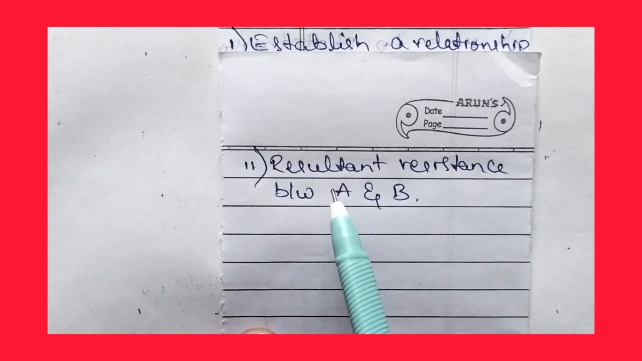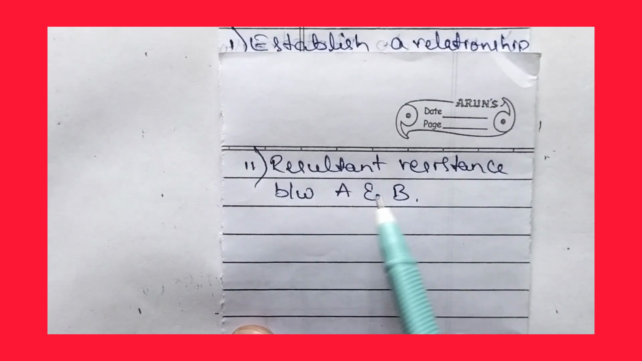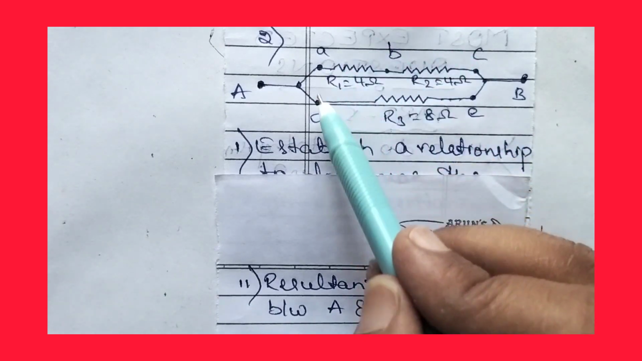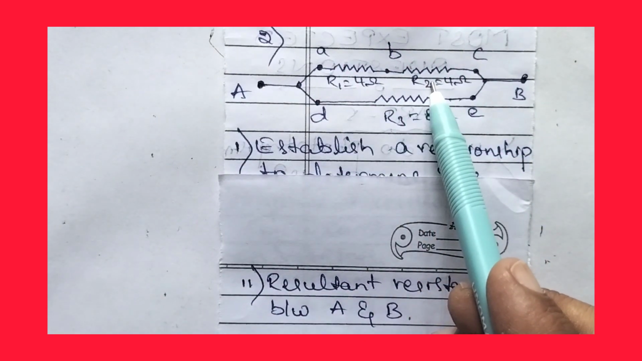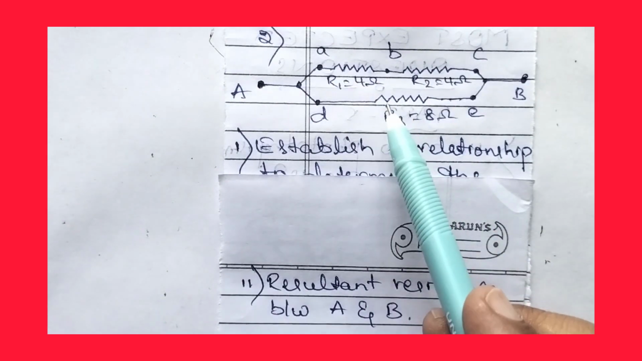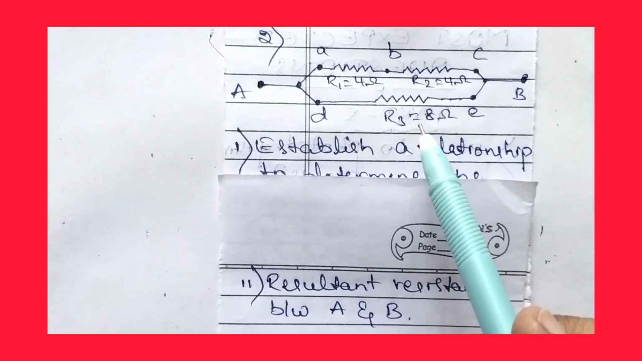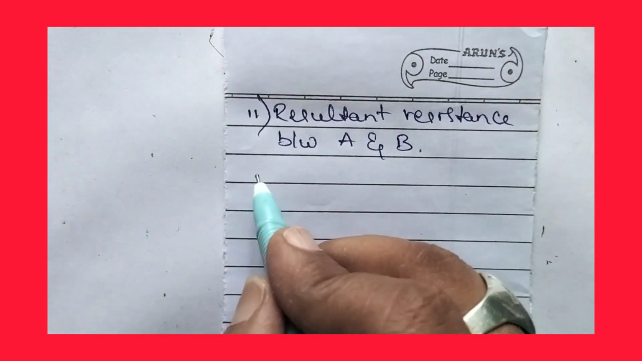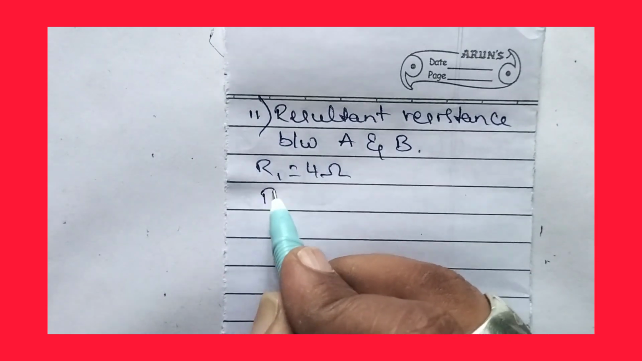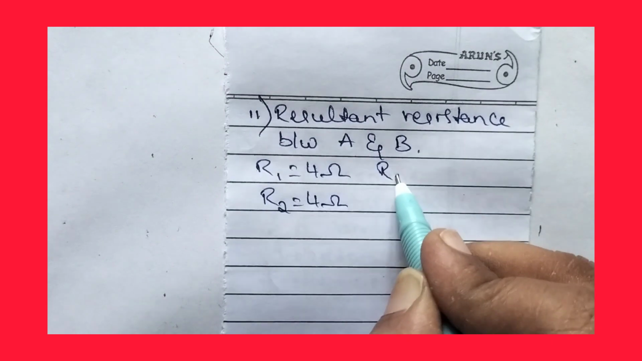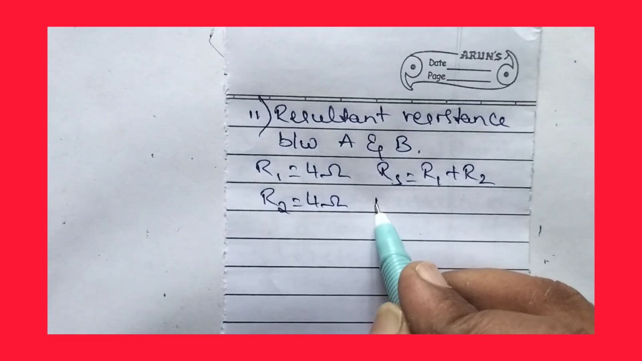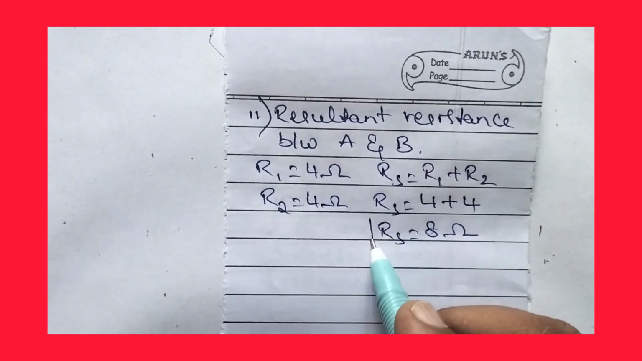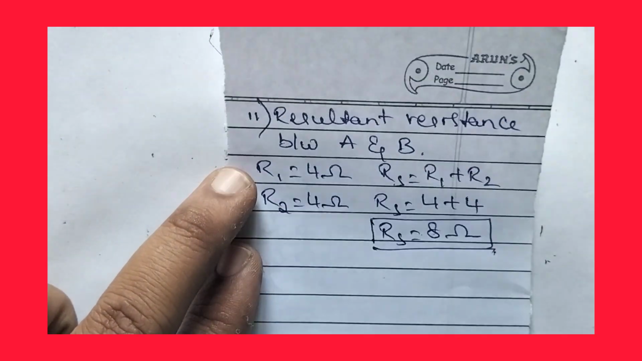The second question asks for the resultant resistance between A and B. Observe that R1 and R2 are connected in series and R3 is connected in parallel to them. So first let us calculate the series combination of R1 and R2. R1 is equal to 4 ohm and R2 is also equal to 4 ohm. RS is equal to R1 plus R2, which is 4 plus 4, equal to 8 ohm. So total RS is 8 ohm.